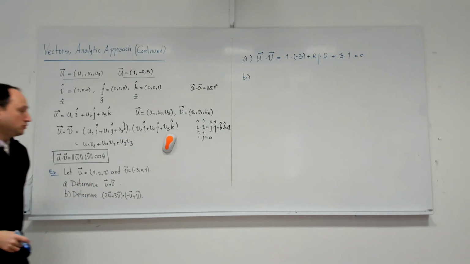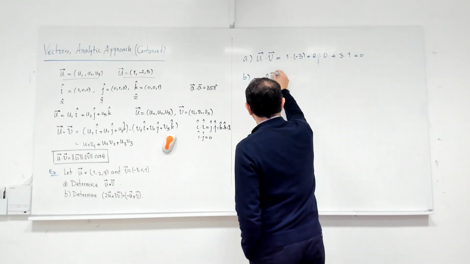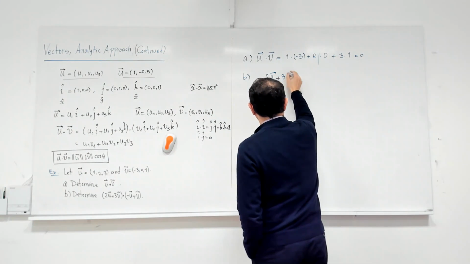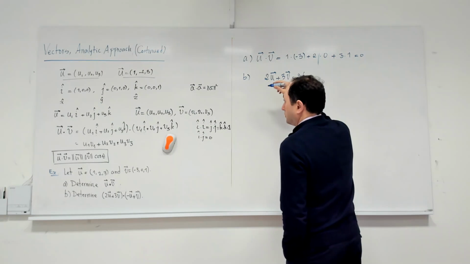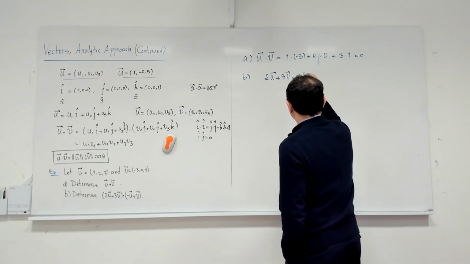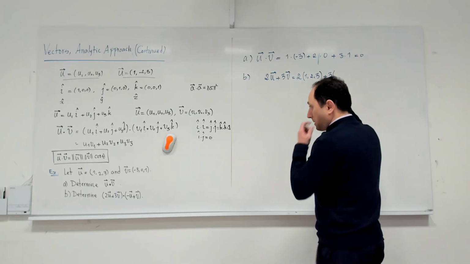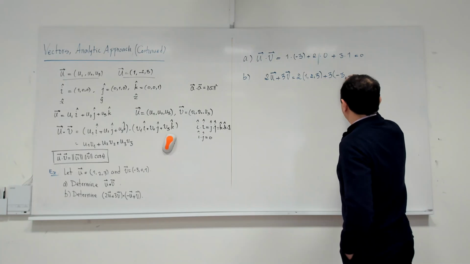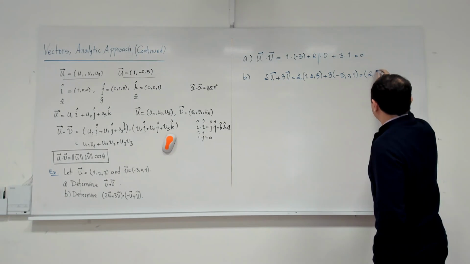But let me just do it the normal way. So I would say that I will calculate 2u plus 3v first. This means that I multiply the components of the first vector, which is 1, 2, and 3, by 2, and then I will write 3 times -3, 0, and 1. Then what happens here? This becomes 2, 4, and 6.